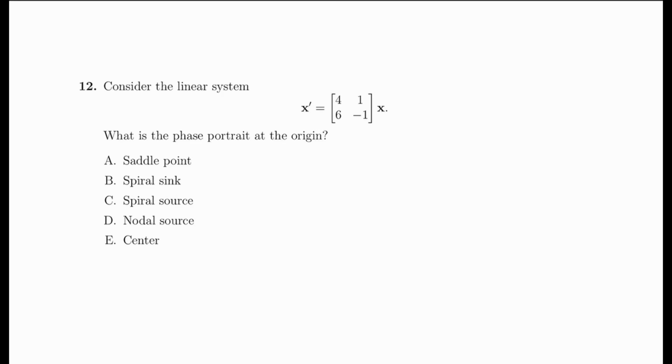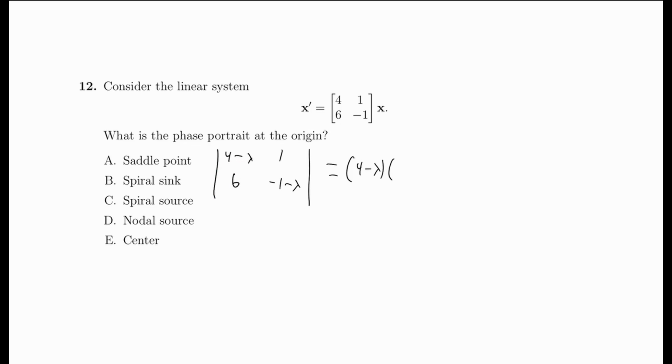In problem 12, we're given a linear system of differential equations and asked what the phase portrait will look like at the origin. To do this, we need to find our eigenvalues. So we'll go ahead and set that up. Subtract lambda from your main diagonal of the matrix. And then take the determinant of that. Remember, your determinant is the product of this diagonal minus the product of that diagonal.